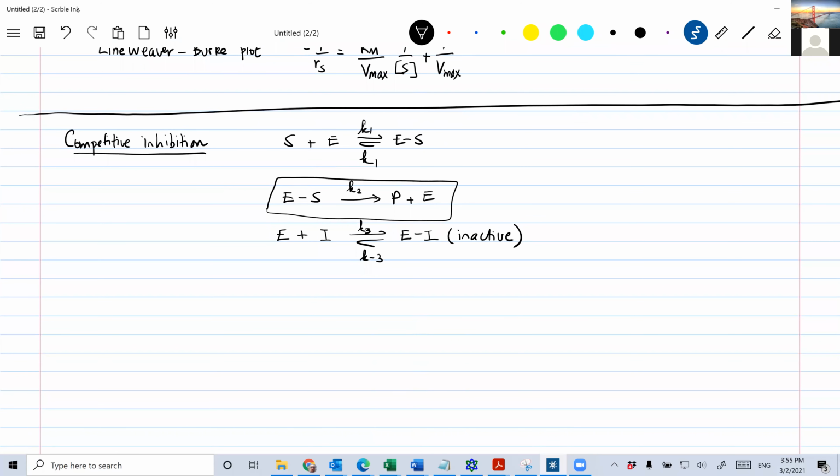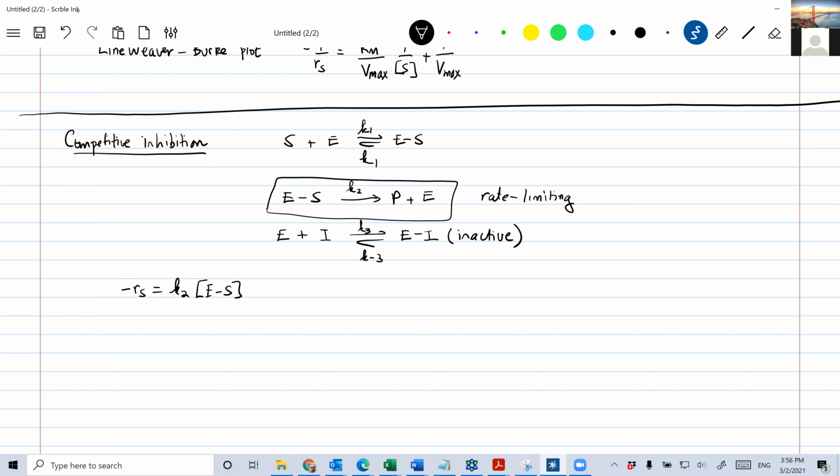Now we're going to derive the expression for one such type of inhibition. I got slightly confused with my notes for a second. So if we say this is the rate limiting step, because it often would be, the substrate depletion expression is just K2 times ES.